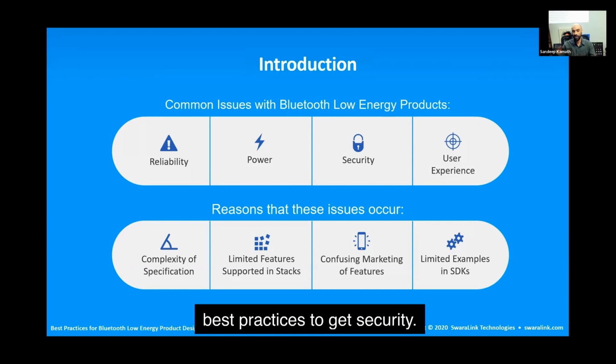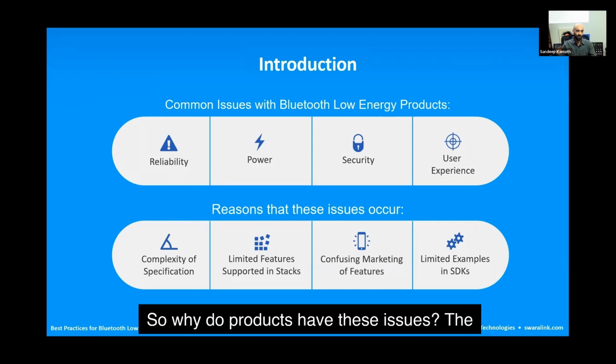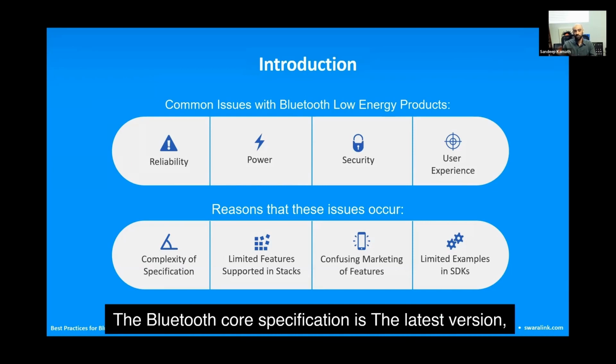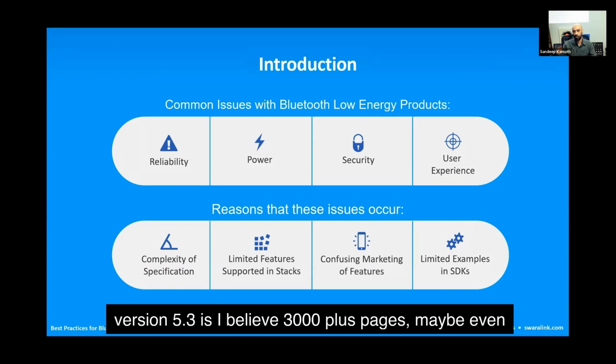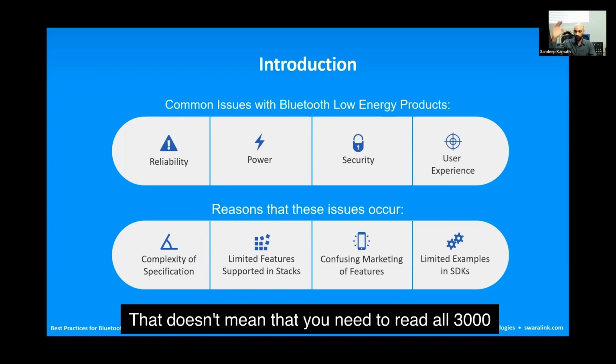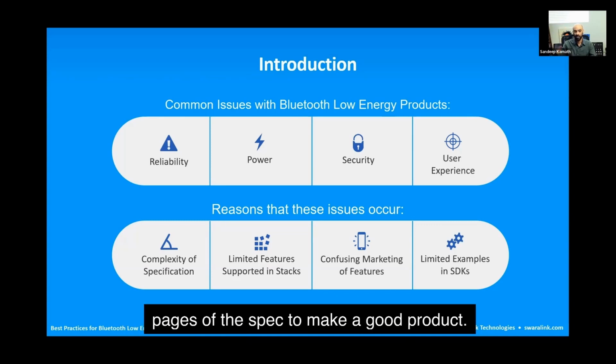So why do products have these issues? Well, the specification is pretty complex. The Bluetooth core specification, the latest version 5.3, is, I believe, 3,000 plus pages, maybe even more. And that's just going to grow over time. That doesn't mean that you need to read all 3,000 pages of spec to make a good product, but the fact that the spec is 3,000 pages doesn't make it easy for us.